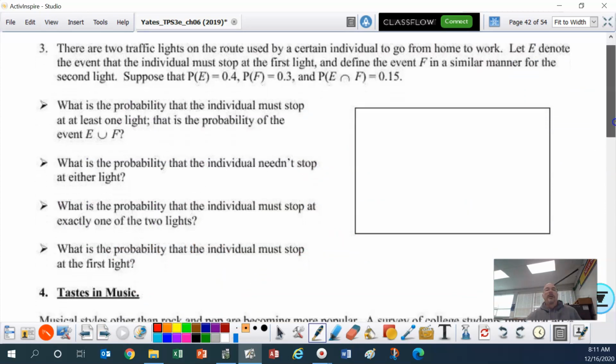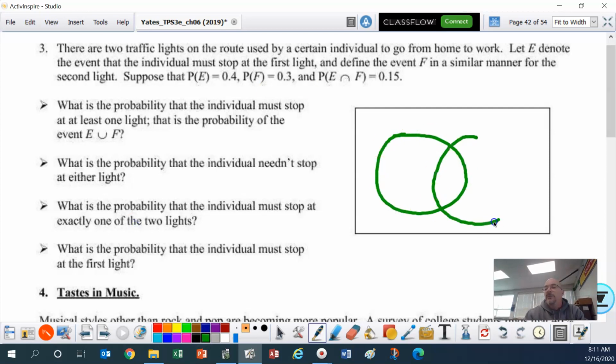All right, there are 2 traffic lights on the route used by a certain individual to go from home to work. E denotes the event that the individual must stop at the first light and define the event F in a similar manner for the second light. Suppose the probability of E is 0.4, the probability of F is 0.3, the probability of E and F is 0.15. I think part of the point of this one is being able to use the appropriate symbols.